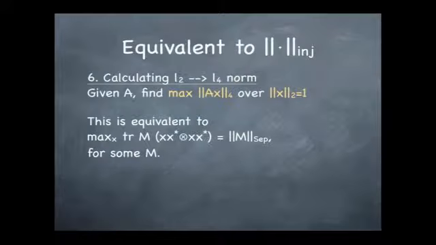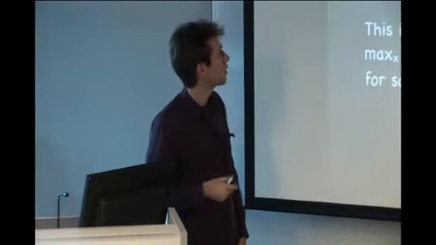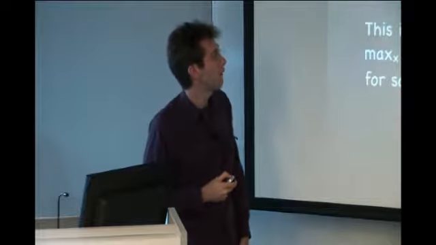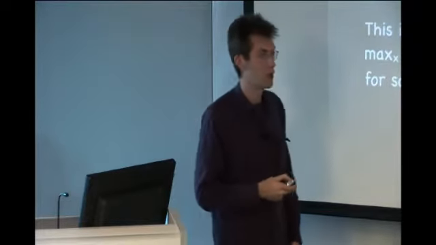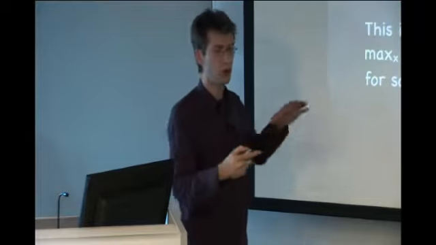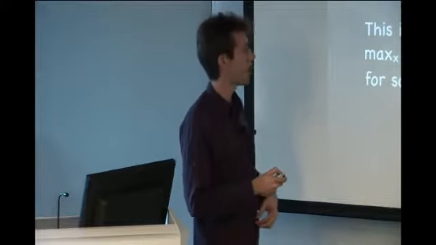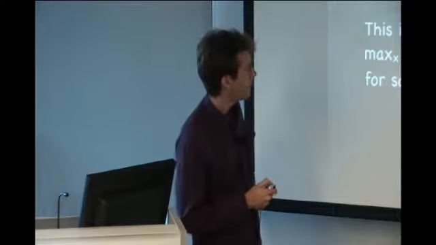And there's one more connection I'll mention, which I actually just learned about a few days ago, which people here, Boaz and other people here, are working on: calculating the L2 to L4 norm of a matrix. So you have a matrix A, and you want to maximize the 4 norm of the resulting output over unit vector inputs. If you unroll this 4 norm, you get something which is quadratic in X, right? And then it's XX star tensor XX star times some matrix M, which comes from A. It's not very hard to write it out. And this looks almost the same.